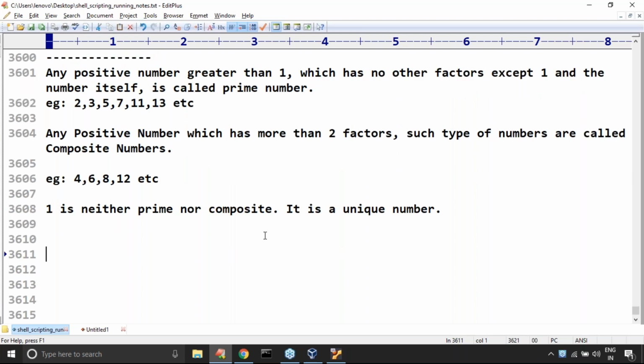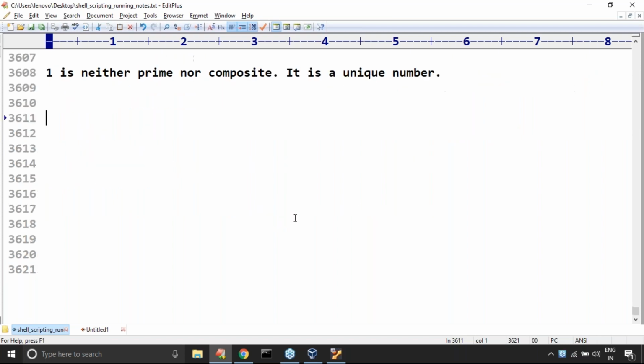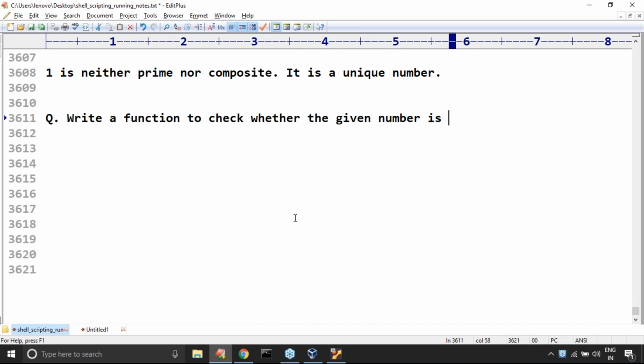Now, based on this, I want to develop multiple examples. Take a bit of special care about this terminology. Write a function to check whether the given number is a prime number or not. Observe carefully. Write a function to check whether the given number is a prime number or not.